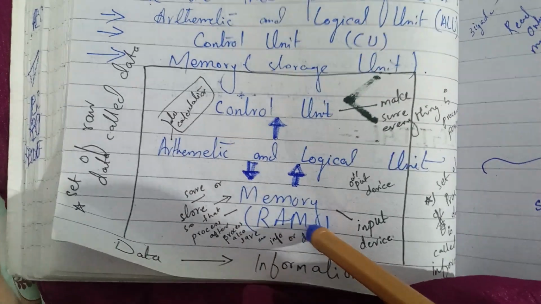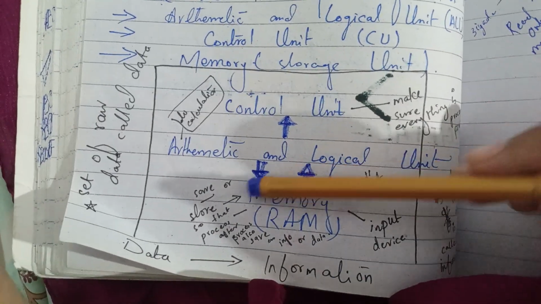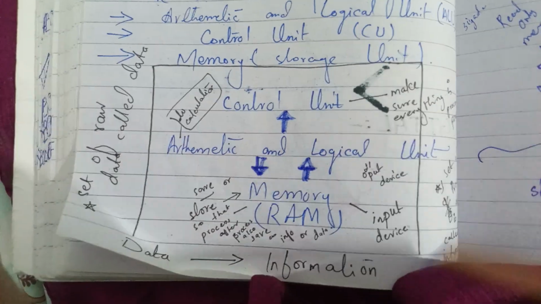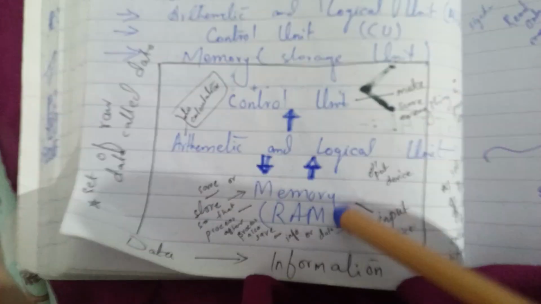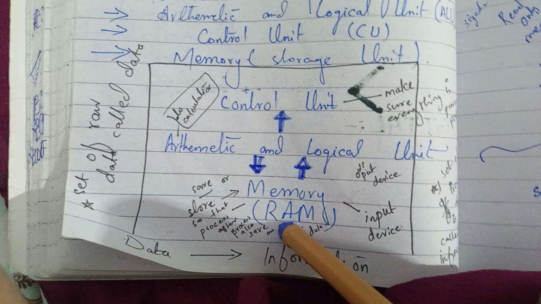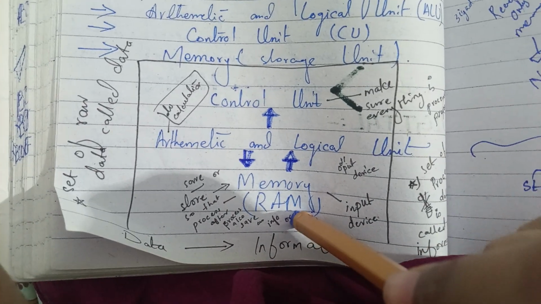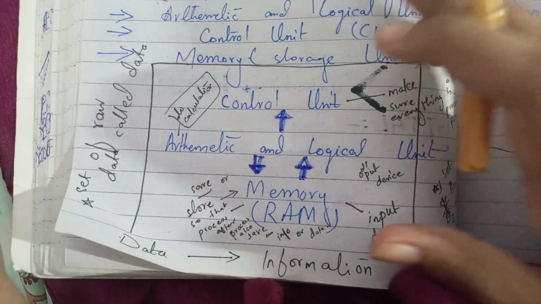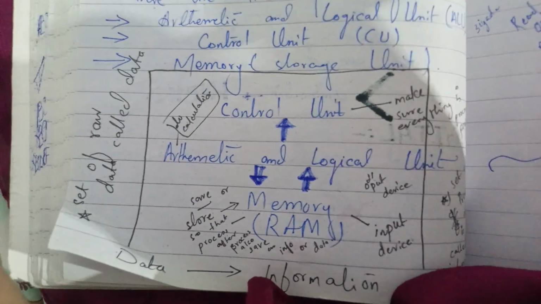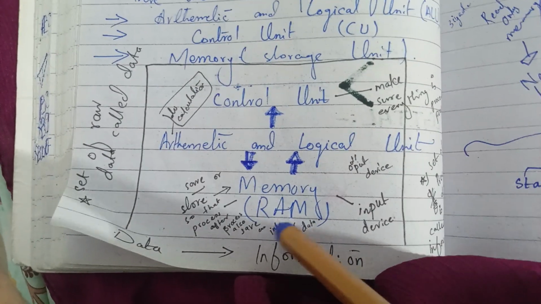random access memory. Students, remember there are two types of memory, RAM and ROM. But here in the CPU we have RAM, random access memory. It stores short term files. Don't get confused.